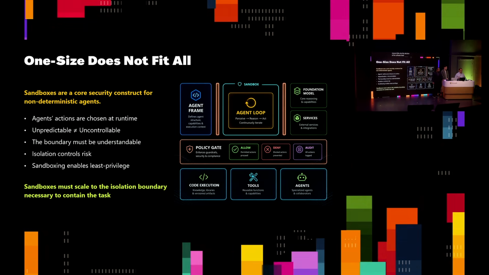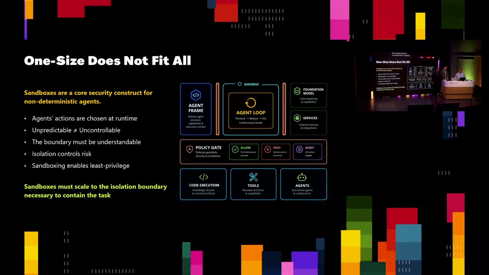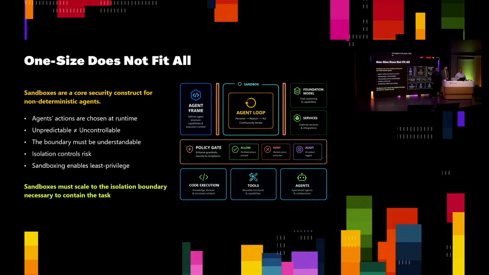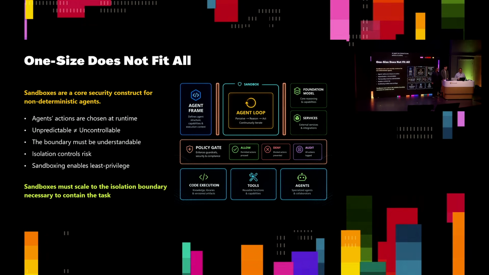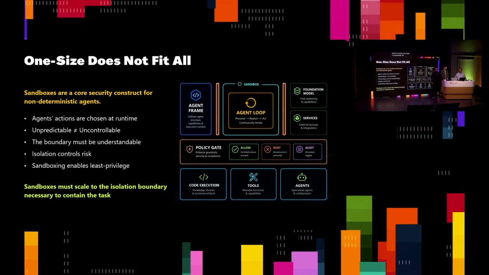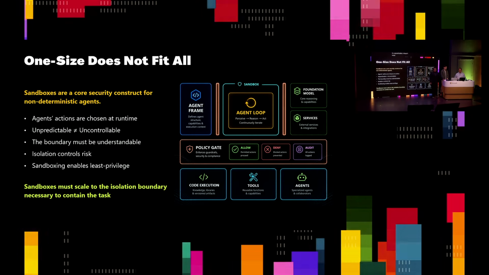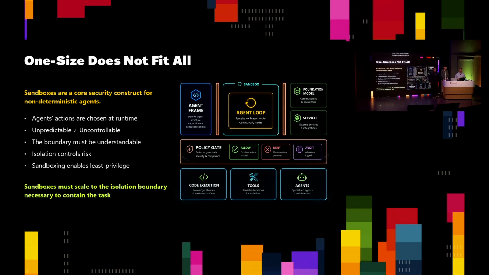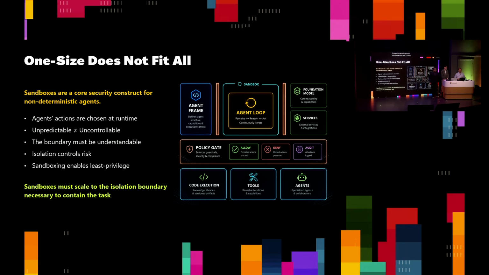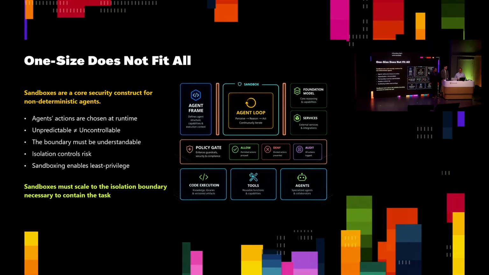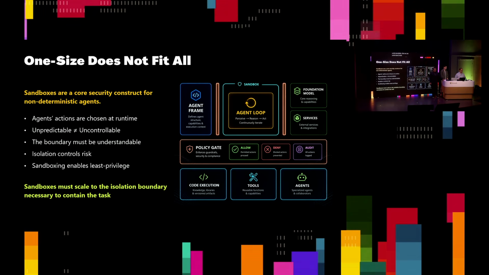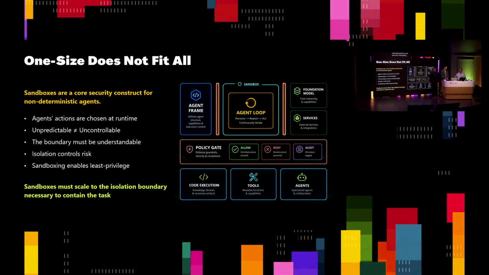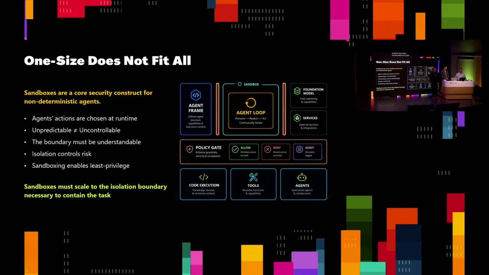When an agent can choose its own actions at runtime, that makes it unpredictable. But because it's unpredictable, it doesn't mean that it's uncontrollable. It means that what it needs is a boundary around what it can do, a boundary that's understandable, that we can understand what it can and cannot do. That isolation boundary allows us to control risk and to understand what is the profile of risk that that agent can have against our system.